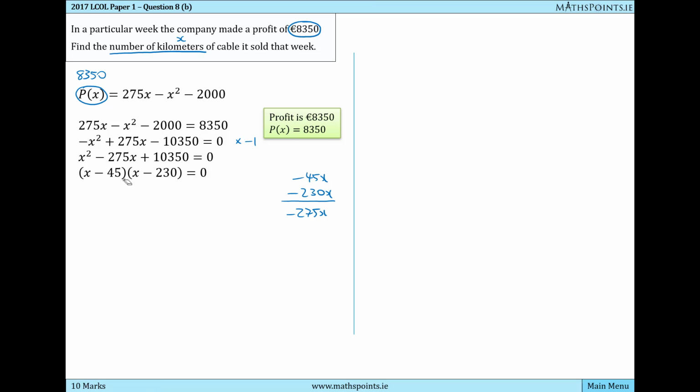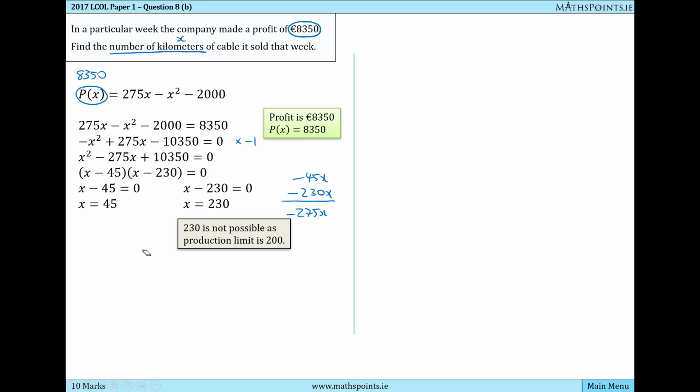We're going to now let each bracket equal 0. So x minus 45 is equal to 0 and x minus 230 is equal to 0, meaning that x is 45 or x is 230. Now remember that we were told in the question that x has to be a value less than or equal to 200. This company can't make more than 200 kilometers of cable in the week, so the answer 230 is an invalid answer and we don't accept it. So if this company is to make a profit of 8,350, they're going to have to produce 45 kilometers of cable. Now 10 marks for that.